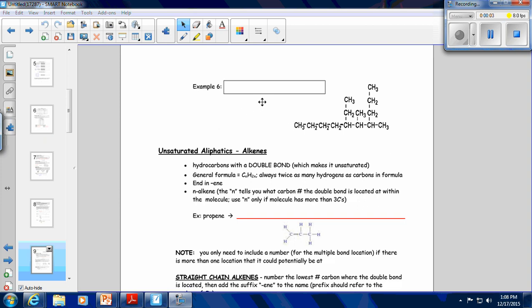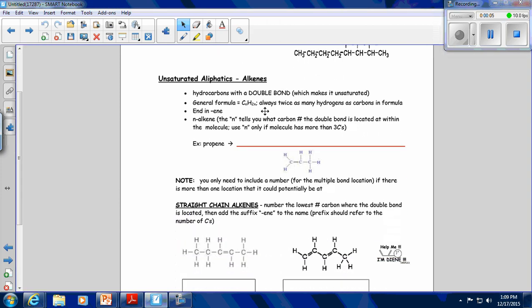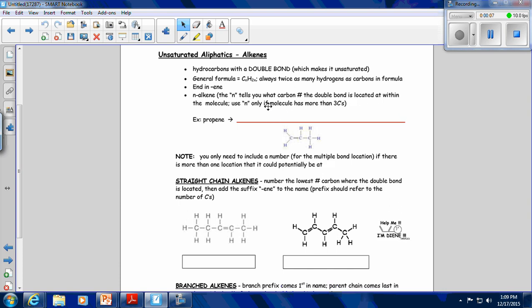For this podcast, please have note page number 9 in front of you. We're going to talk about specifically unsaturated aliphatics. We're going to spend this podcast talking about the alkenes. Now, the simple fact that we're dealing with alkenes, we know that we're going to have a double bond located within our organic structure.